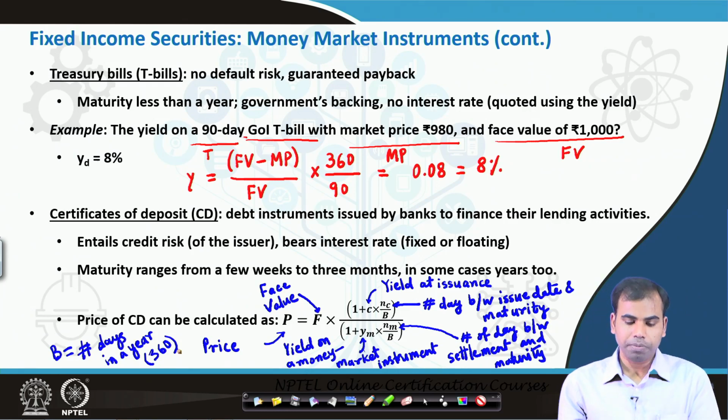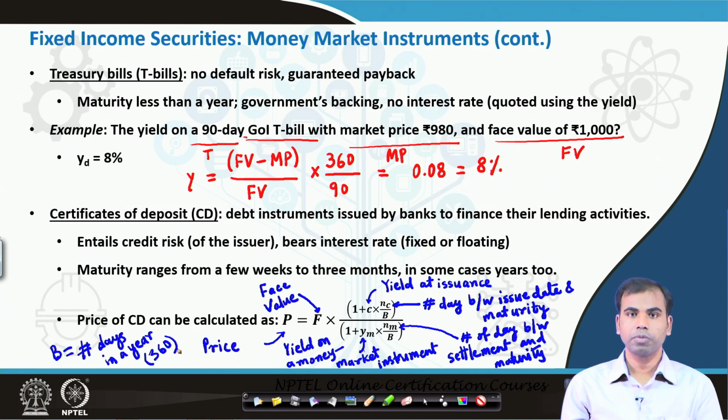So, when we try to calculate the price of a certificate of deposit, we follow this particular formula, which is a function of face value, the coupon or the yield committed at the time of issuing that particular certificate of deposit, and a reference rate Y m, which is nothing but the yield on a money market instrument. Then we consider the number of days between the time it was issued and the time it is going to mature, and the number of days between the settlement and maturity date. If we keep this formula in mind, we can calculate the price of a certificate of deposit.